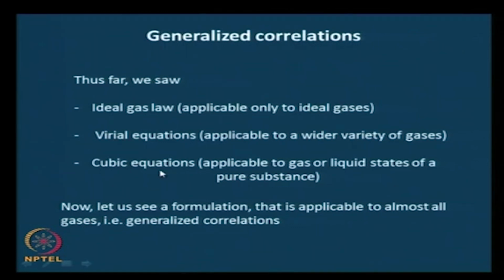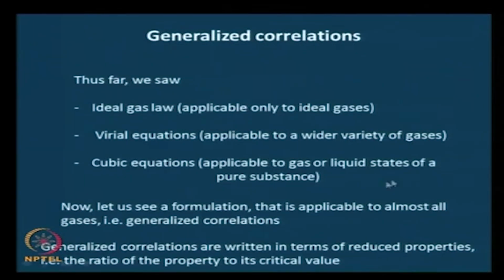Then cubic equations could do both gas and liquid, and the generalized formulation could do a larger variety of gases with lower input. Essentially, the data that you need is only the critical constants. You do not need pure substance specific constants. That is the advantage while using generalized correlations, as we had seen. We will see that again here.